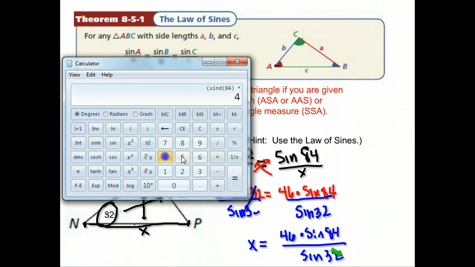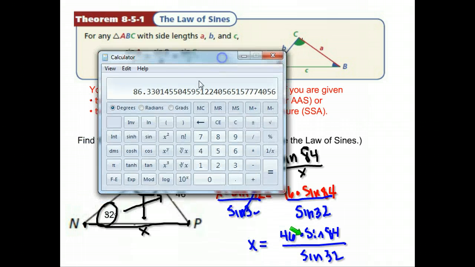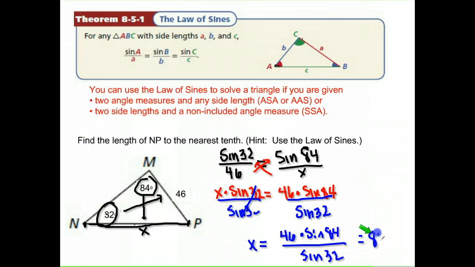I'm going to multiply that by 46, and I'm going to close my parentheses. So notice I did the sine of 84 times 46. I'm going to take that and divide it by the sine of 32, so I put 32 sine. I'm not done. I have to push equals. And when I push equals, I get 86.33. I'm not sure what it said to round to, the nearest tenth, so 86.3. You want to be very careful when you're entering these things into your calculator.